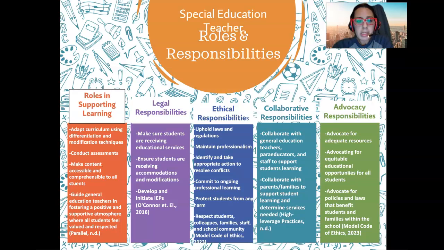Ethical responsibilities: we need to uphold laws and regulations. We need to maintain professionalism, identify and take appropriate action to resolve conflicts, commit to ongoing professional learning, protect students from any harm, and respect students, colleagues, families, and staff in the school community, which I already do. I do respect students and colleagues and their families. A lot of times the families are really nice when you have a meeting with them.